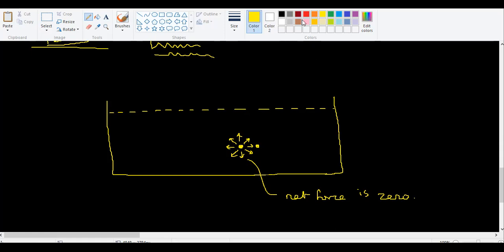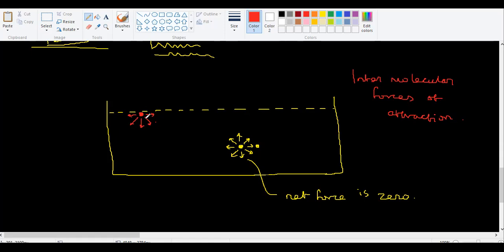Now if I go to a molecule which is somewhere near the surface here, right, carefully observe, there is some molecule here, so it's going to attract this way, some molecule is going to attract this way. Again, we are talking about intermolecular forces of attraction. So some molecule is going to pull it this way, some molecule is going to pull it this way, some is going to pull it this way. Okay. Now what is missing?